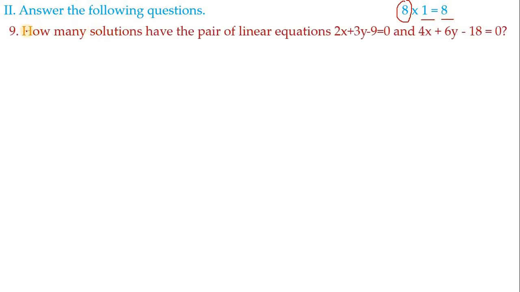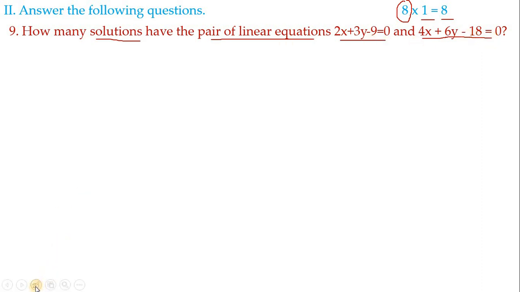Next let us move on to one more question, children. Answer the following questions. Here there are 8 questions. Each question carries 1 mark, hence 8 marks belong to this section. Let us see the 9th question. How many solutions does the pair of linear equations 2x plus 3y minus 9 equals 0 and 4x plus 6y minus 18 equals 0 have?